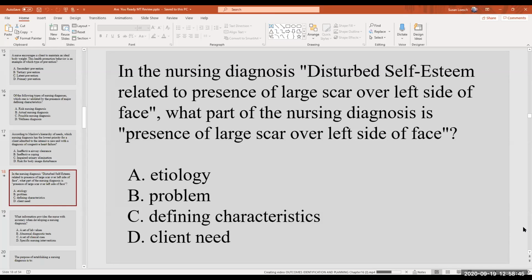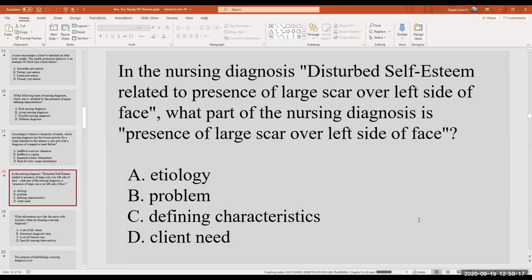Okay, in the nursing diagnosis, disturbed self-esteem related to the presence of a large scar over the left side of the face. What part of the nursing diagnosis is presence of a large scar over the left side of the face? So which part of the statement is this? A, etiology? Yeah. Okay, so etiology means the cause of this thing. That's what etiology is.